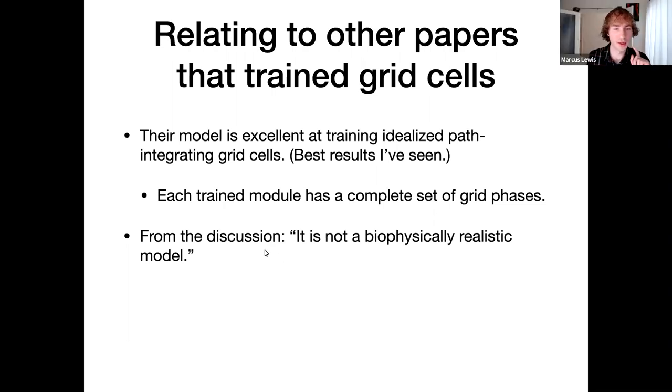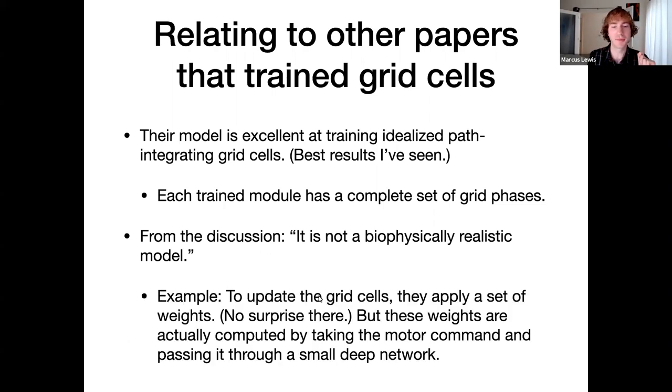So one example where I would say they would probably give the same example that's not biophysical. To update the grid cells, first of all, this part's not surprising, they apply a set of weights to the grid cells. But the way they decide what weights to apply is they take the motor command of what movement is occurring, pass it through a small deep network, and that network outputs a set of weights, which are then applied to the grid cells. And this mechanism would make a certain type of neuroscientist cringe. Like it's not something that you can picture.